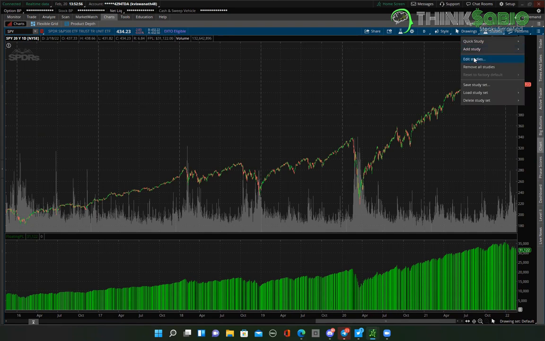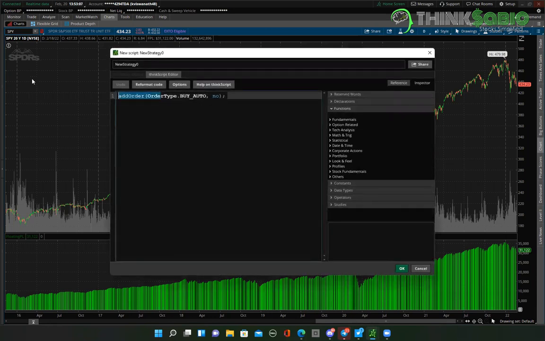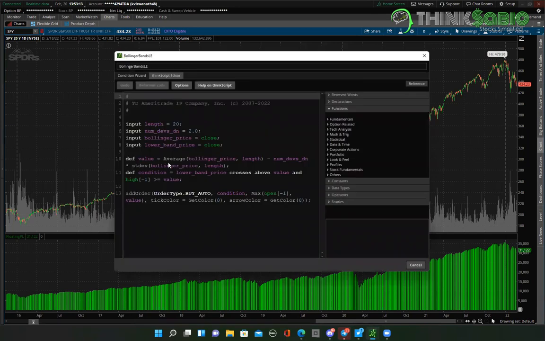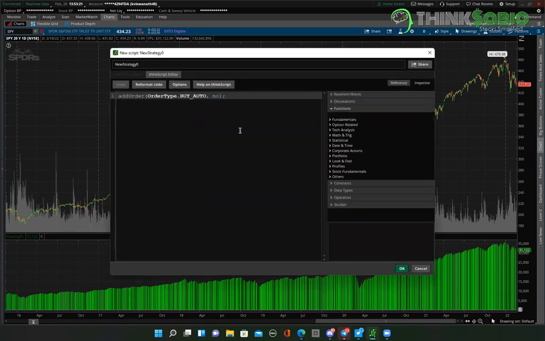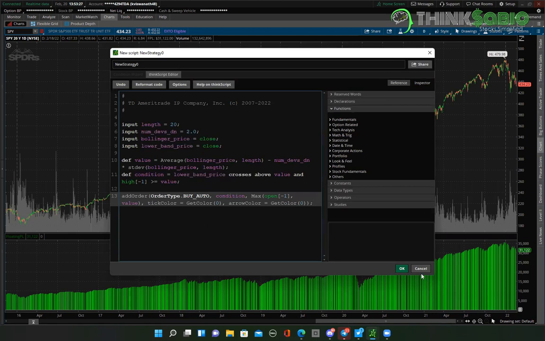All you have to do is go to studies, edit studies, go to strategies, and then you can select any strategy you want, or you can write your own strategy, click create, and start your own strategy here. If you want the code, like a template, you can just click here. You can copy the code, create, remove what's there, paste it, and then edit whatever you want, right?